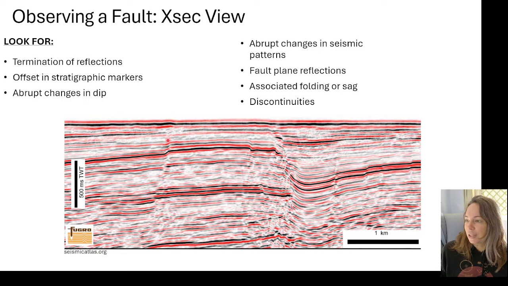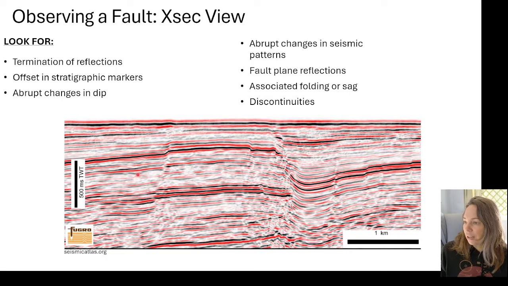Here, if you can see where I'm highlighting, we've got that abrupt change in dip. We don't necessarily have an offset or a discontinuity, a termination of reflections, but we see a change in dip. And we see that in a couple of places. We also see it over here a bit. You'll notice that in these cases, the fault offset is not super huge, so you get that change in dip more than the complete termination.